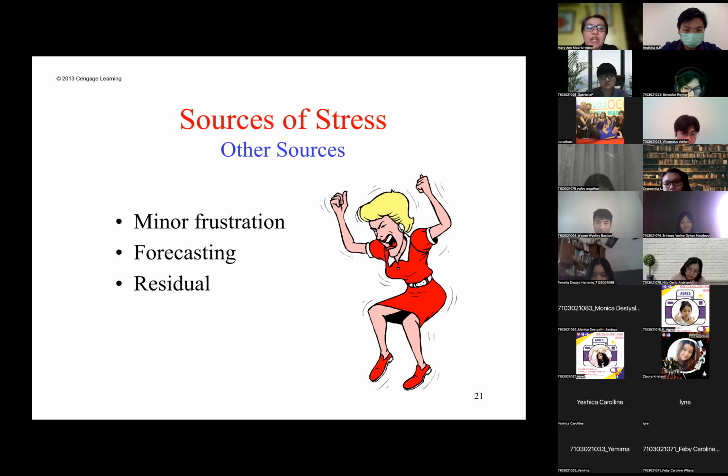Forecasting: the expectations of people can also affect stress. So some people, for example, expect positive things when they do some jobs. So when they submit an output, their expectations are high, but the feedback is not very good. So they will experience more stress. Residual: these are minor irritants in the daily activities, as simple as it's raining again, or while working, suddenly you forgot the lunch. These are minor irritants which can also lead to stress. So it can be minor frustration, forecasting, or residual.